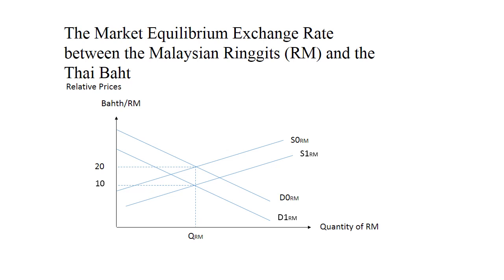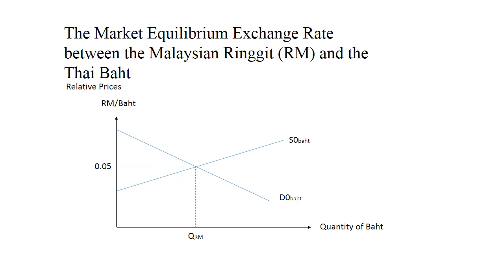Okay, before this we had 1 ringgit, then we could get 20 baht. Now we have 1 ringgit only, it means that we can get only 10 baht. So it means that the ringgit Malaysia drops, and the Thai baht increases.